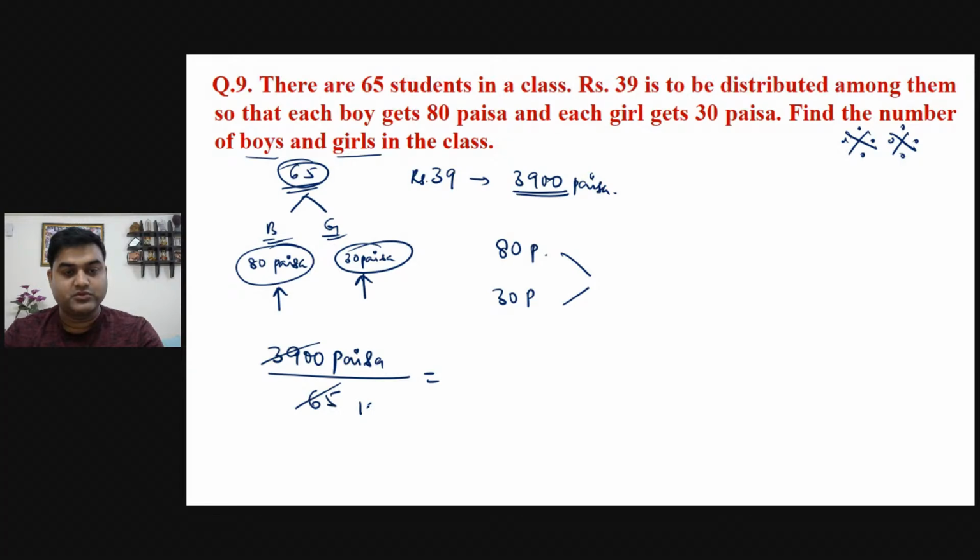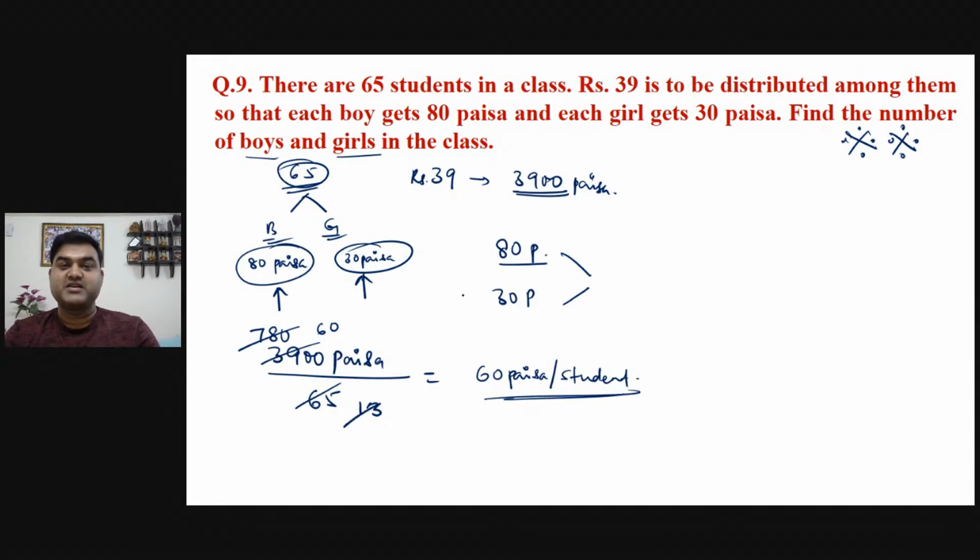13 5 ja, and this is 5 times. 780, 13 6 ja 78, 60. That means 60 paisa per student. Correct, no? It is coming. Boys get 80 paisa per boy, 30 paisa per girl, and the resultant is 60 paisa per student.